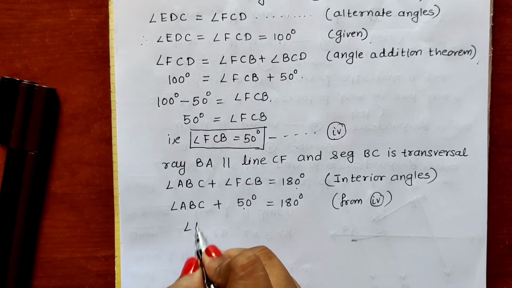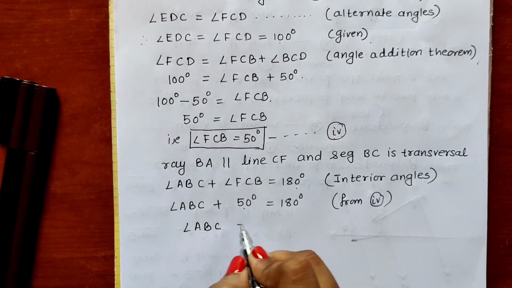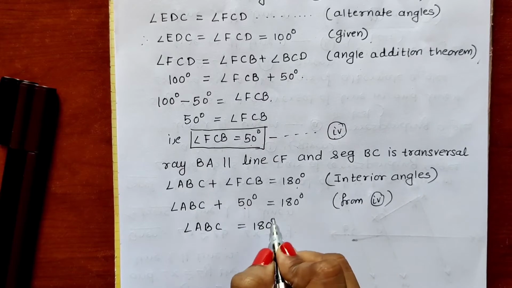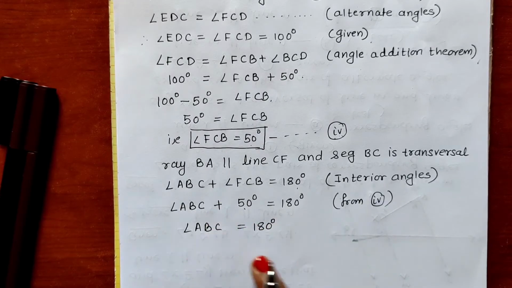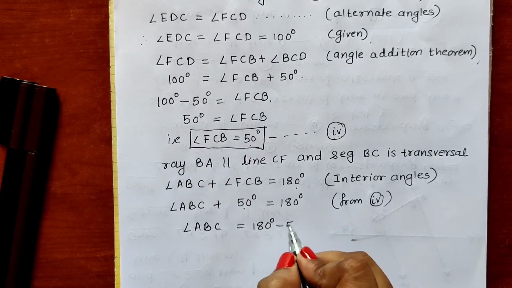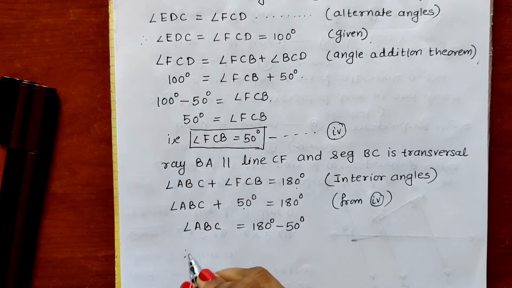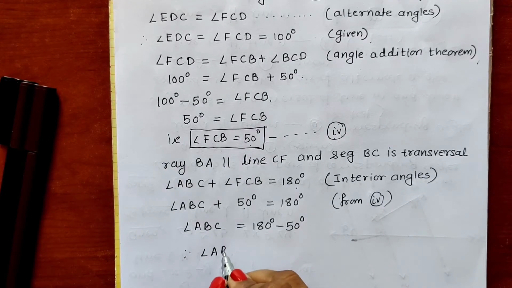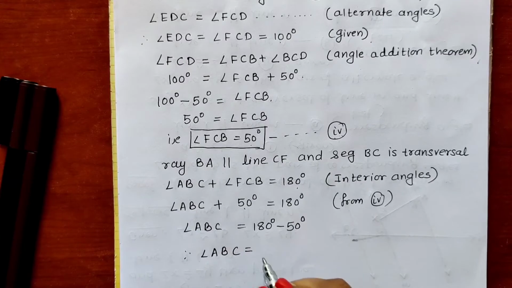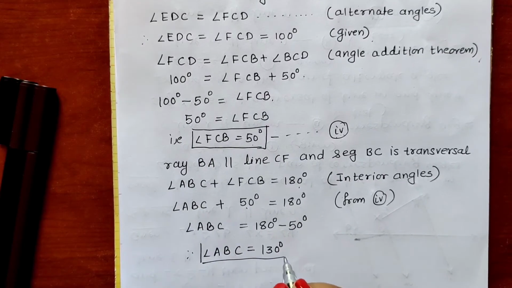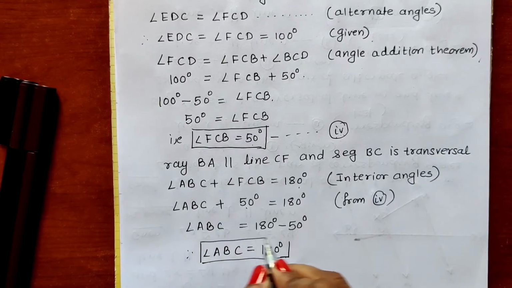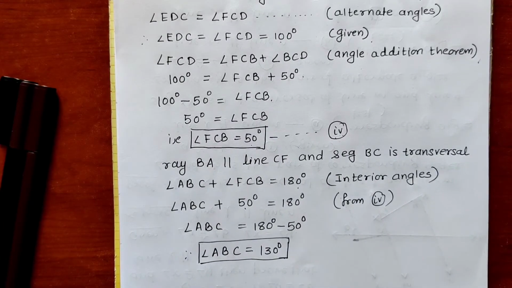Now angle ABC as it is is equal to 180 degree as it is, plus 50 we transfer from left to right, it becomes minus 50, and therefore angle ABC is equal to 180 minus 50, which is 130 degree. In this way we have got the answer, the measure of angle ABC.